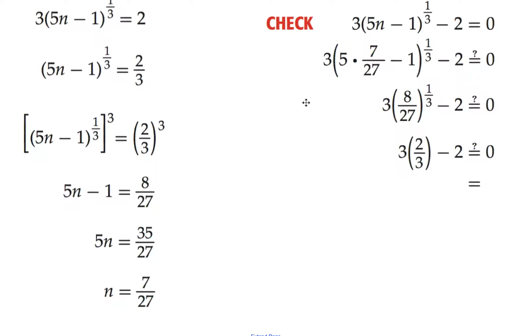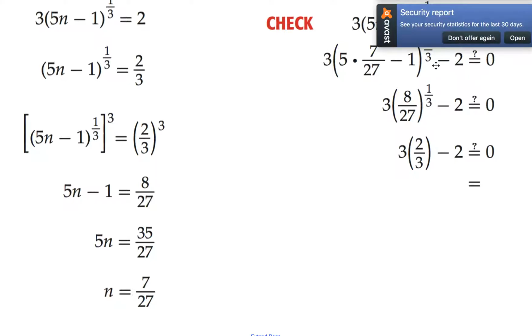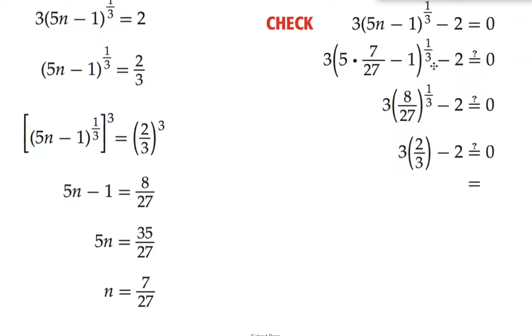Oh, I did this backwards. Hang on a second. We got to do the exponent first, order of operations. And so taking our 1/3 power first, the cubed root of 8 is 2, and the cubed root of 27 is 3. Then distributing our 3, we end up with a 2 minus 2, which is 0. And so we do have a valid solution on this one.